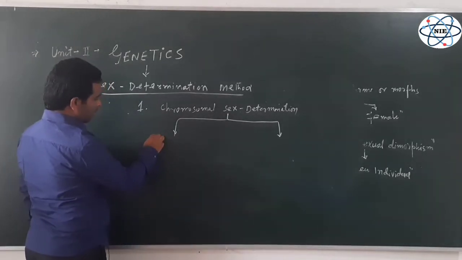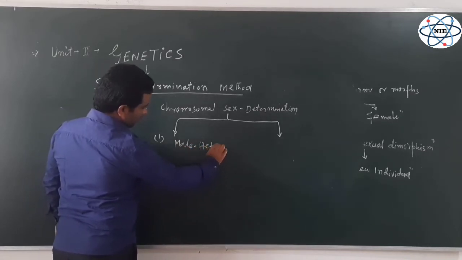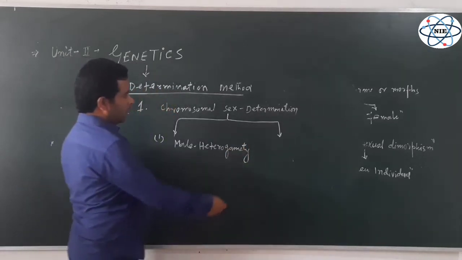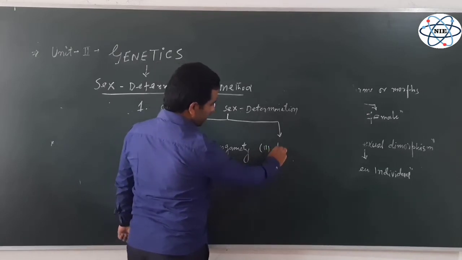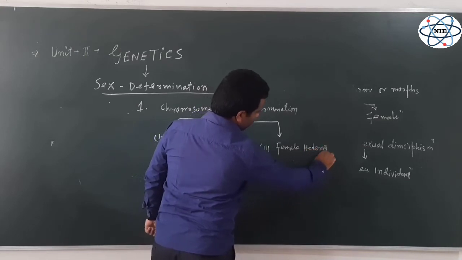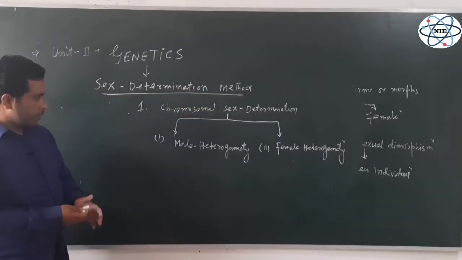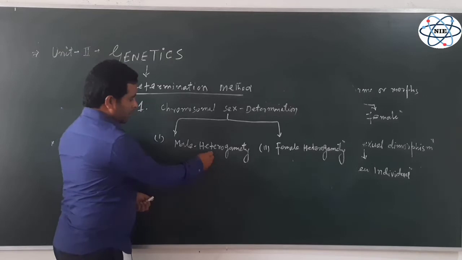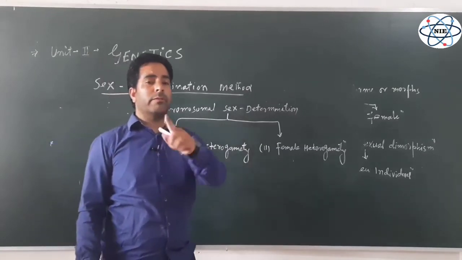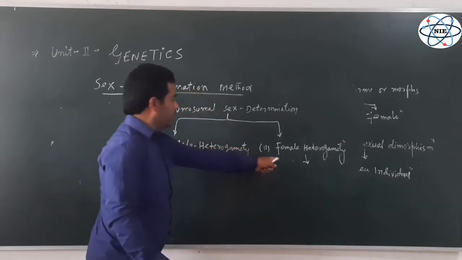For example, we have male heterogamety, and we have another example in this method, that is female heterogamety, right? So male heterogamety means male can produce two different types of gametes. Male can produce two different types of sperms. Female heterogamety is the reverse of the first one.